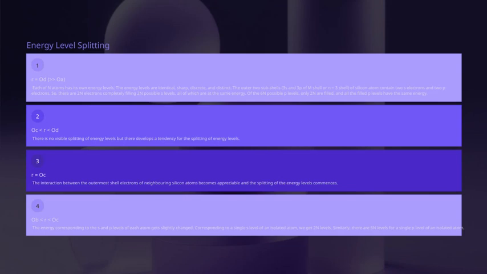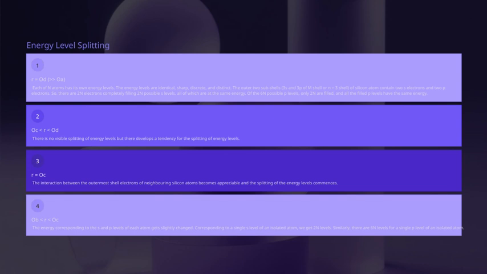Let's examine how the energy levels of atoms change when they come close to each other. Initially, the energy associated with the S and P levels of each atom gets slightly altered. For a crystal of N atoms, the S level actually splits into 2N levels, and similarly, the P level splits into 6N levels. Now, as the atoms get closer, specifically when the distance between them is between OB and OC, the interaction between the outermost shell electrons of neighboring silicon atoms becomes noticeable. This causes the energy levels to start splitting apart.